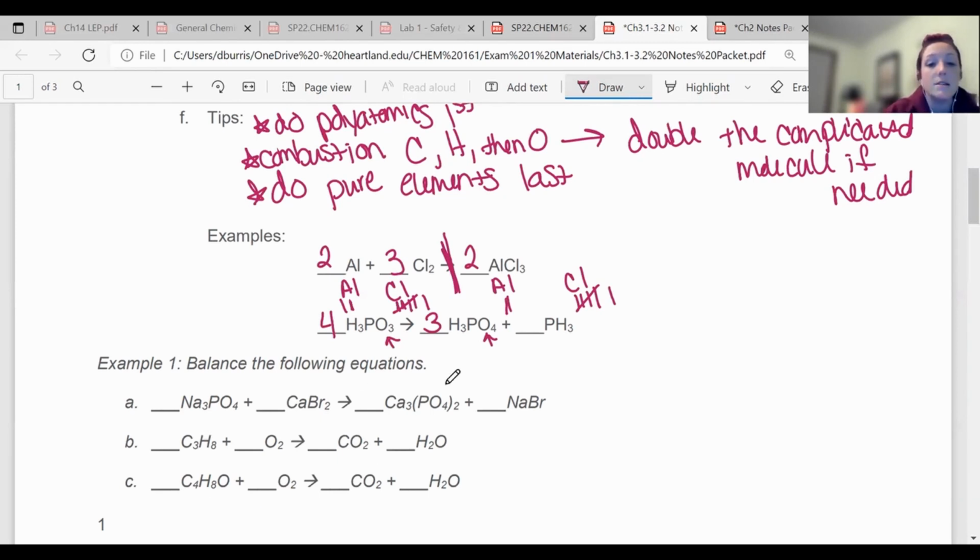All right, so try to balance these equations and then check your answers. All right, these are what I got. Notice I didn't write a 1 if I only need 1 of something. The 1 is understood. And like that doubling thing I talked about, down here in this combustion reaction, I had to end up doubling the big molecule and then rebalancing to figure out how to balance best.